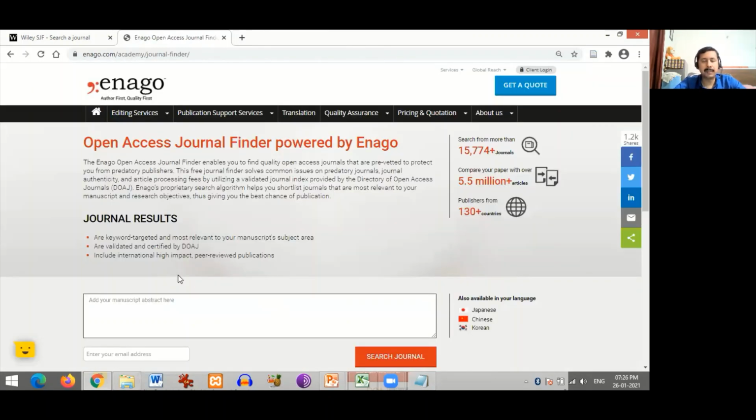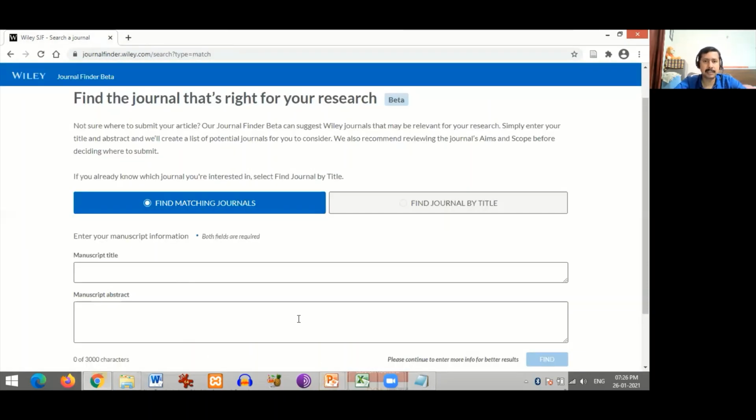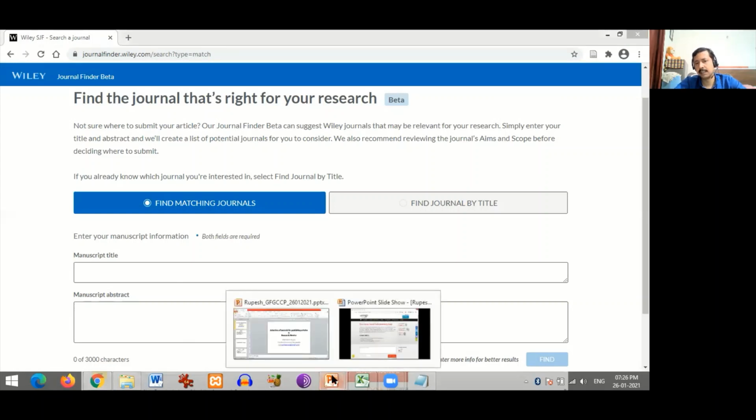And the Inago open access journal finder service will find open access journals best suited for your article. You need not remember the URL of any of these journal finder or journal suggester services. Simply Googling by name will get you to this particular URL. That's about the sources for selection of journals.